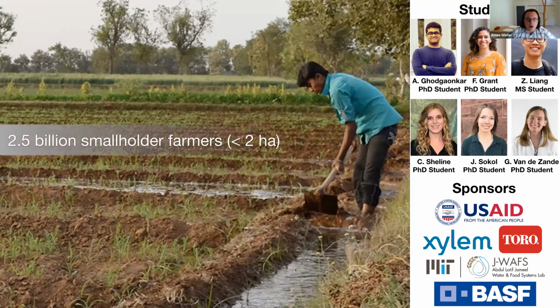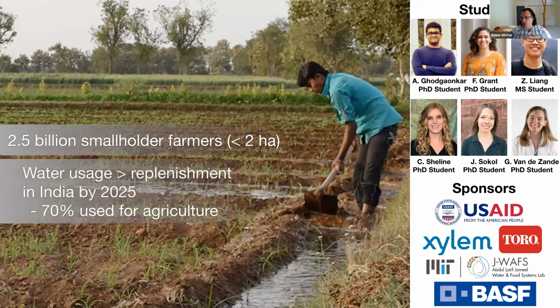Throughout the developing world, there's about 2.5 billion people who live on small farms, less than 2 hectares. And in water-constrained countries like India, or certainly places throughout the Middle East, water consumption due to agriculture is a big issue. So already India in the next 10 years is projected to exceed its replenishment rate because of overusage of water. And already worldwide, 70% of water is used for agriculture.